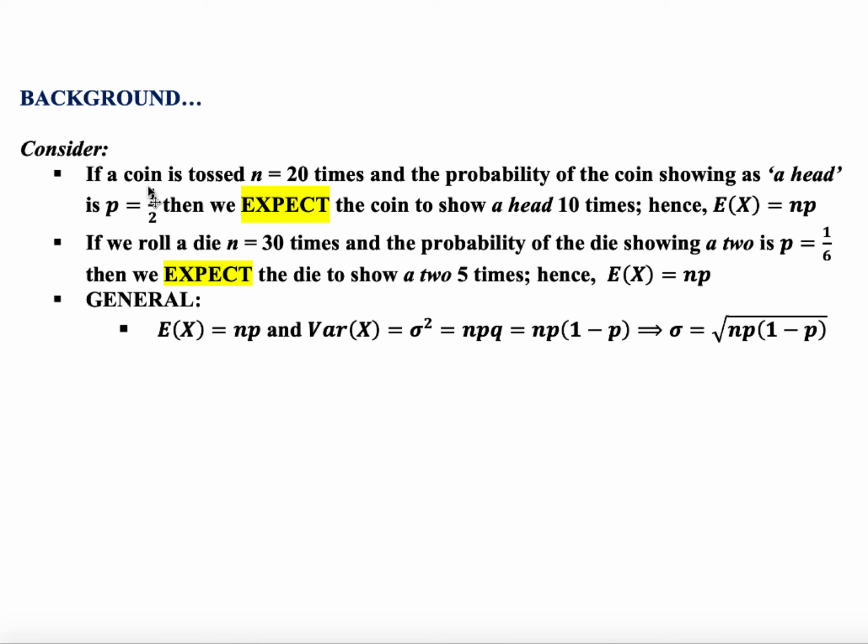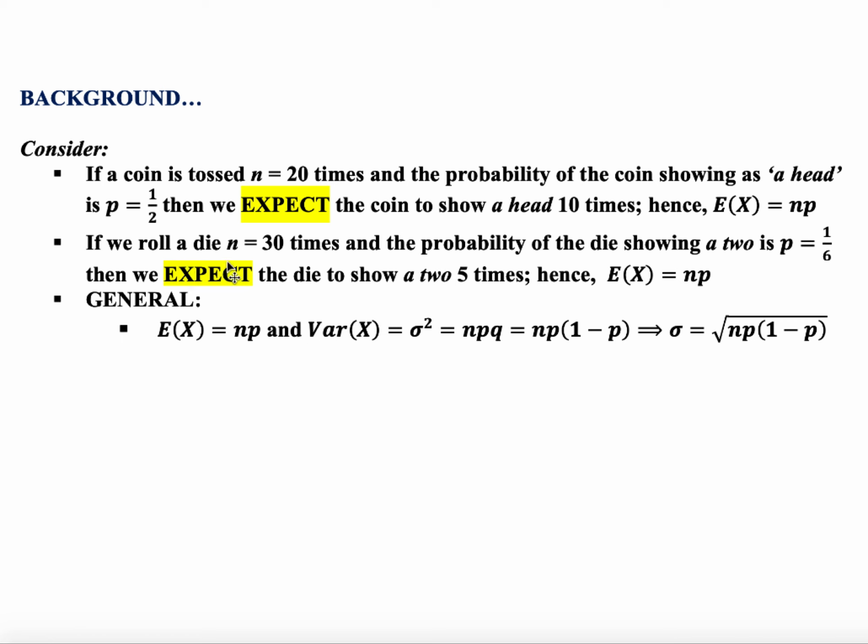If a coin, a fair coin or unbiased coin, is tossed, let's say 20 times, and the likelihood of the coin showing a head is of course 1/2 because the coin is fair, we would expect that coin to show a head, of course, 10 times, right? As it turns out, the mean, or the expected number of heads, is actually the n of 20 times the likelihood of success, which is 1/2. That's where it comes from.